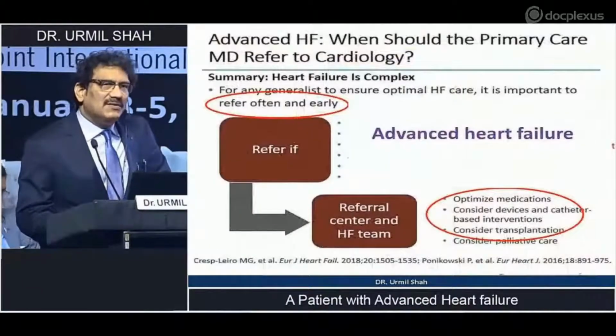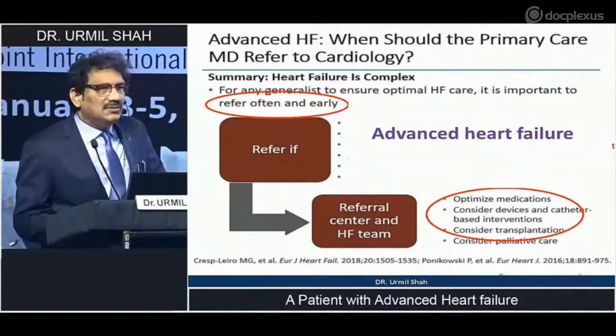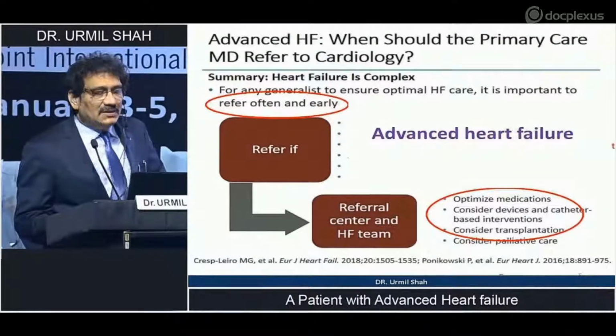Whenever there is advanced heart failure on clinical grounds or with reduced exercise capacity, one has to refer the patient early to a tertiary center. What can be done is to optimize the medicine. One can always give the option of device therapy or a catheter-based intervention, or consider heart transplant.